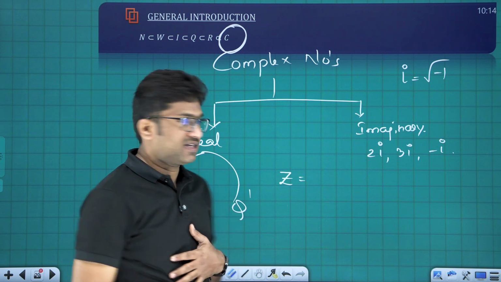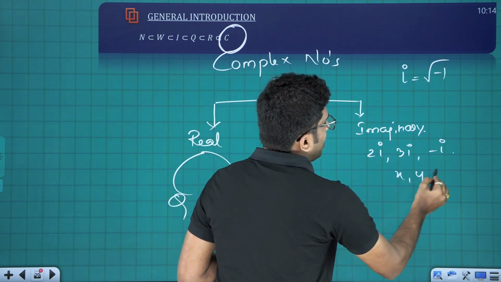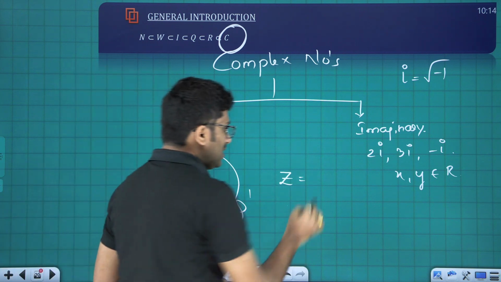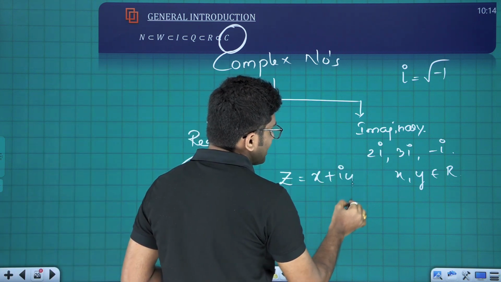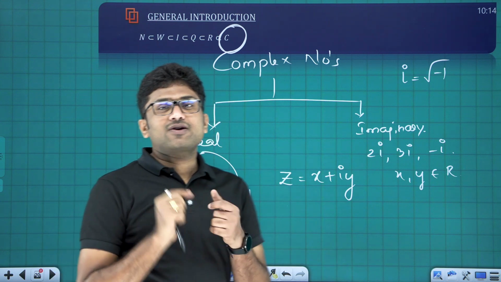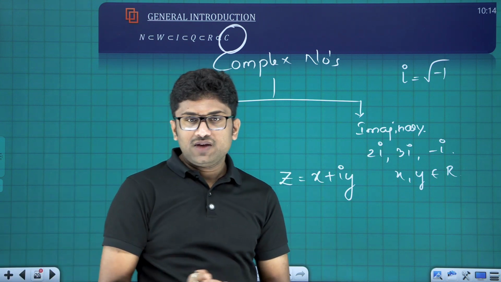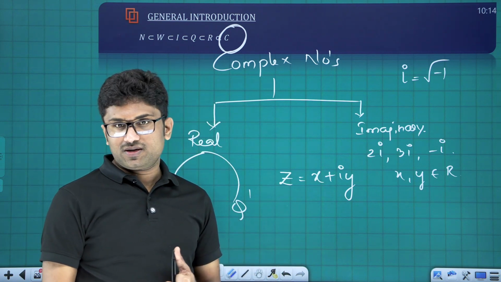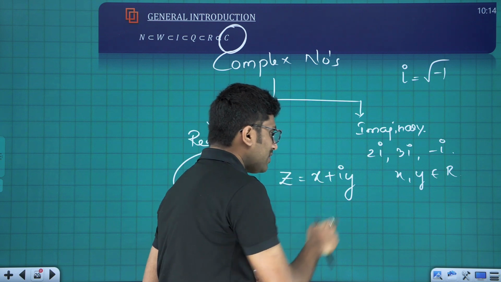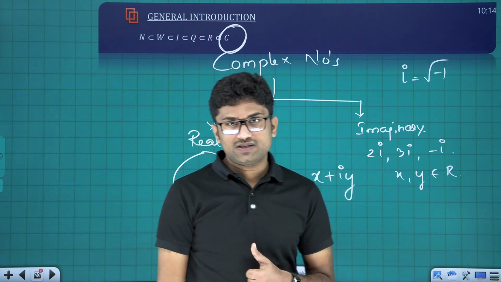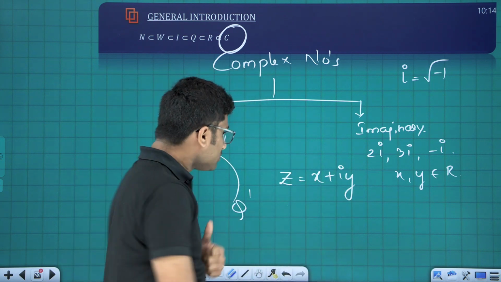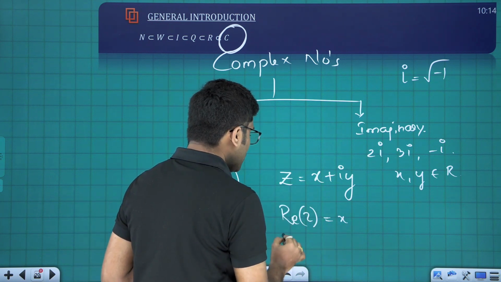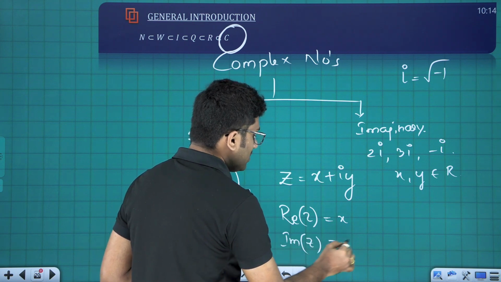Now, how do we write a complex number? If x comma y are any two real numbers, then any number which is always of the form x plus iy is called a complex number. That's it. For every real x comma y, x plus iy is called a complex number. So this x is called the real part of z and y is called the imaginary part of z. Real part, y imaginary part. We write it as Re(z) is equal to x, Im(z), imaginary part of z, is equal to y.